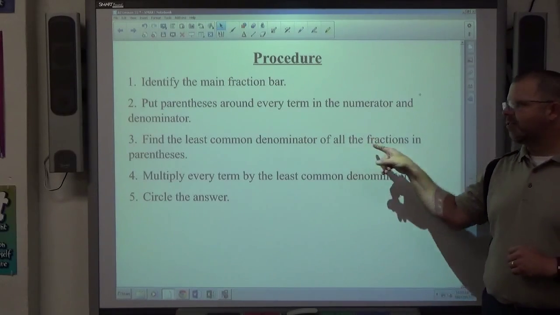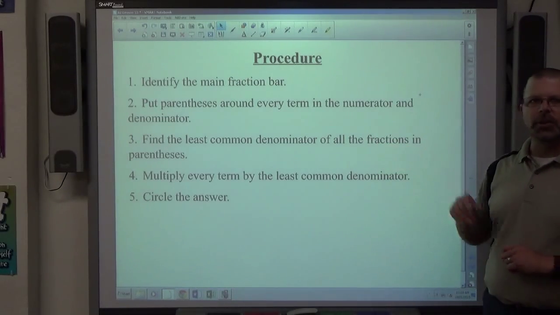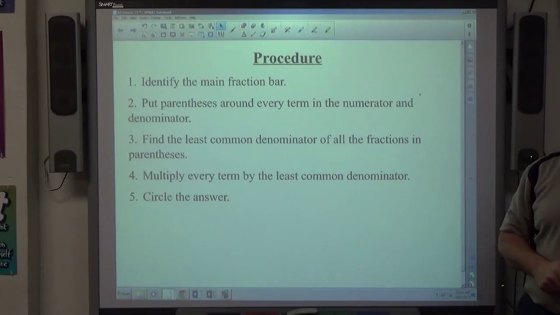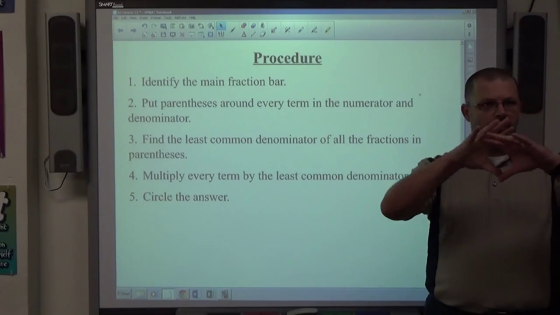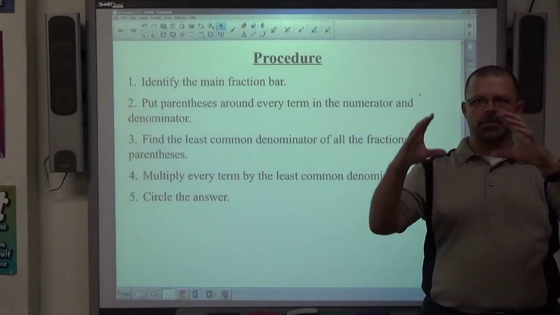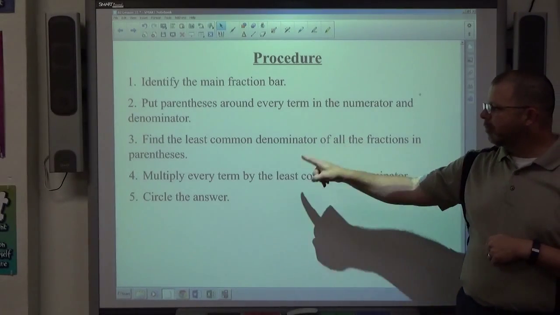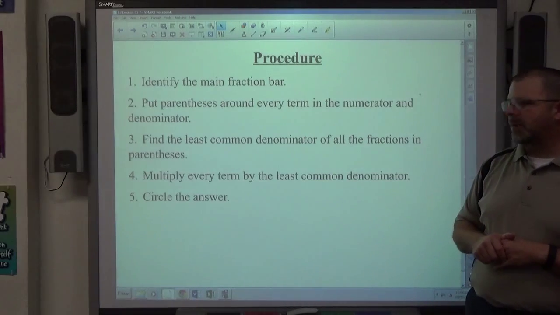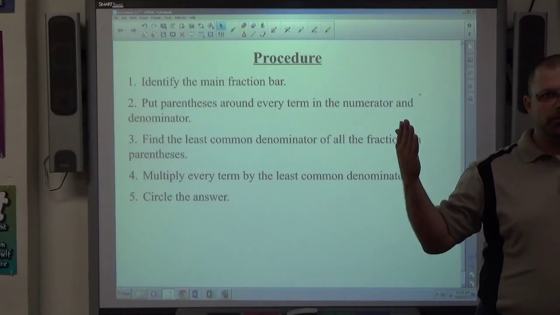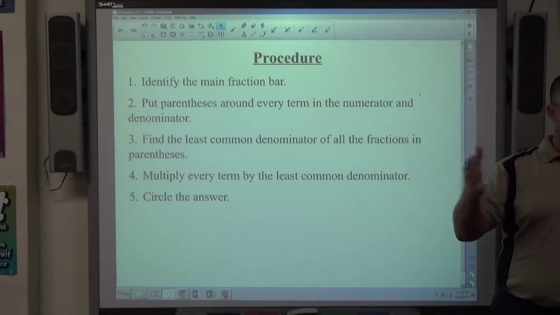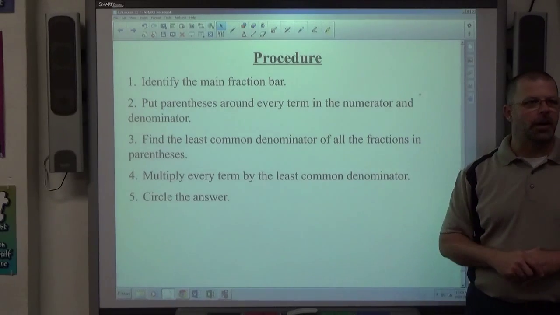If you have any fractions in parentheses, you want the least common denominator of those fractions. So it's not the least common denominator of the whole big problem, it's just each individual fraction, find the least common denominator of that. Multiply every term by that least common denominator, and if it's a least common denominator, all the fractions will disappear. So circle your final answer.